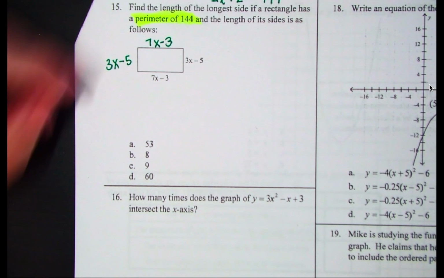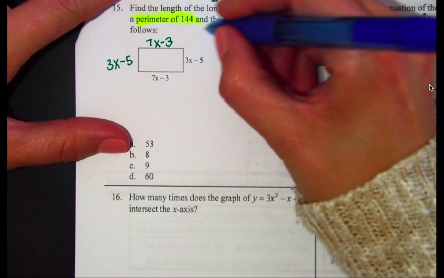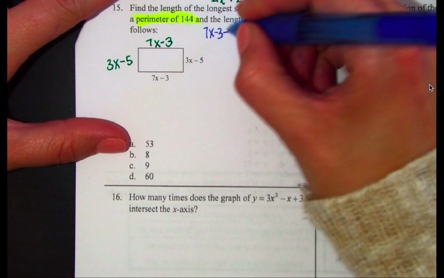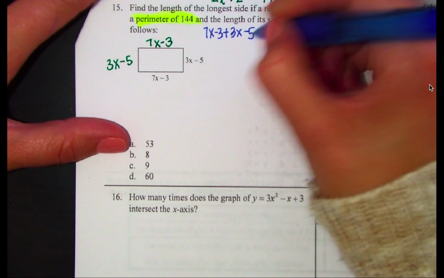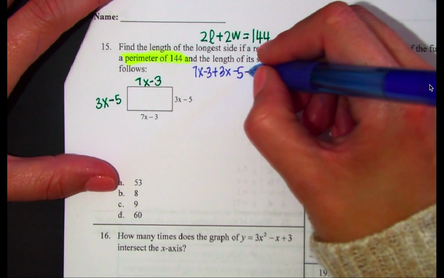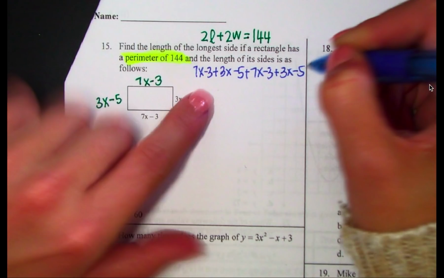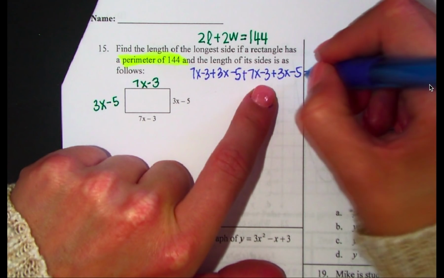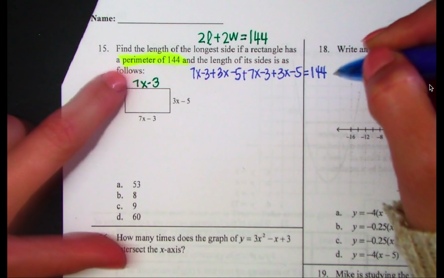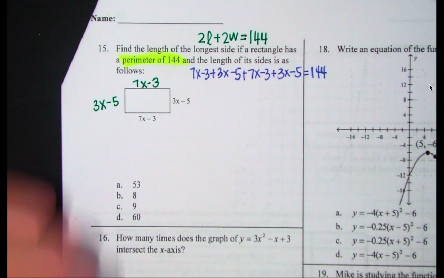So I'm going to rewrite each of these. It's going to be 7x minus 3 plus 3x minus 5 plus 7x minus 3 plus 3x minus 5. Again, none of that order matters. We're just adding everything. We're setting it equal to 144 because they tell us the perimeter is 144.